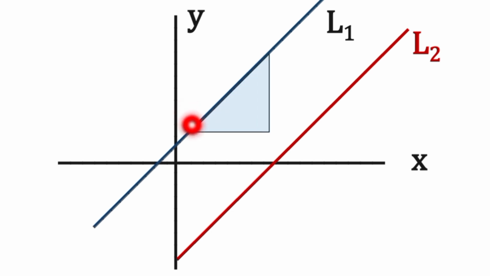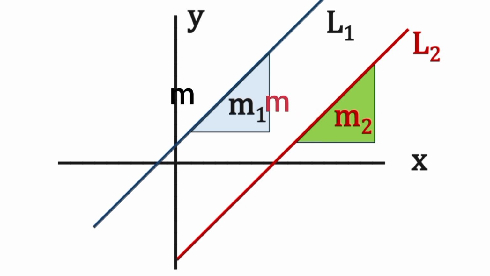This is the change in x and change in y for this first line. And we have also this change in x and change in y for line 2, L2. The ratio of the change in y over the change in x is M1, or the slope 1, and the second slope M2. For parallel lines, M2 is equal to M1. The slope of the first line is equal to the slope of the second line, the parallel line.